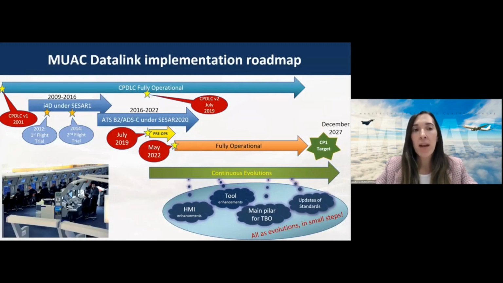We were back in 2001 when we first implemented CPDLC version 1 operationally, and then MUAC participated in several trials and validation for ATS B2. And in July 2019, CPDLC version 2 became operational, and ADS-C pre-operational. Only a group of controllers were having this functionality available for validation.